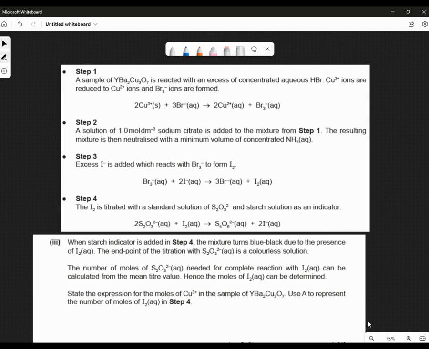When starch indicator is added to step 4, the mixture turns blue-black due to the presence of iodine. The end point of the titration with sodium thiosulfate is a colourless solution. The number of moles of S2O3 2- needed for complete reaction can be calculated from the mean titre value, hence the number of moles of iodine can be determined. State the expression for the number of moles of copper 3 in the sample of that. Use A to represent the number of moles of iodine in step 4.